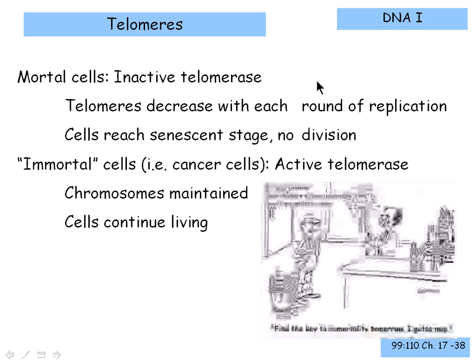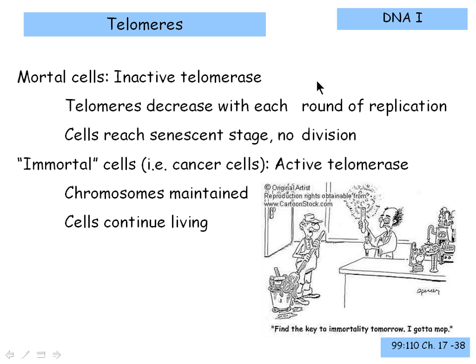So once telomeres were identified, people were really excited. They thought, hey, we found the key to immortality or the fountain of youth. Well, this isn't exactly the case, as you'll see in a little bit. We are composed of mortal cells, which means that telomerase can be inactivated. As I said, the older we get, the less active our telomerase can become. Thus, if we have inactive telomerase, the telomere length will decrease with each round of replication.